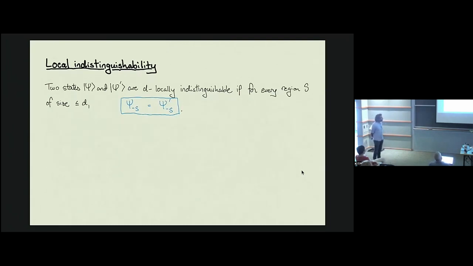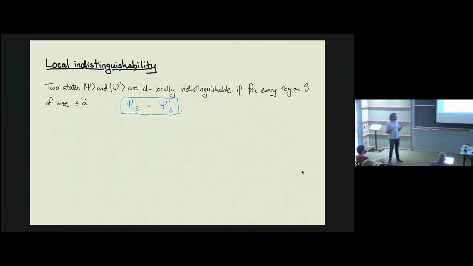We say that two states are locally indistinguishable, or d-locally indistinguishable, if for every region, every collection of qubits of size less than d, the reduced density matrices on those d qubits are identical. So that means if I pick the d qubits from the first state and the d qubits from the second state, I cannot tell those reduced density matrices apart, and that's true for all regions of size d.